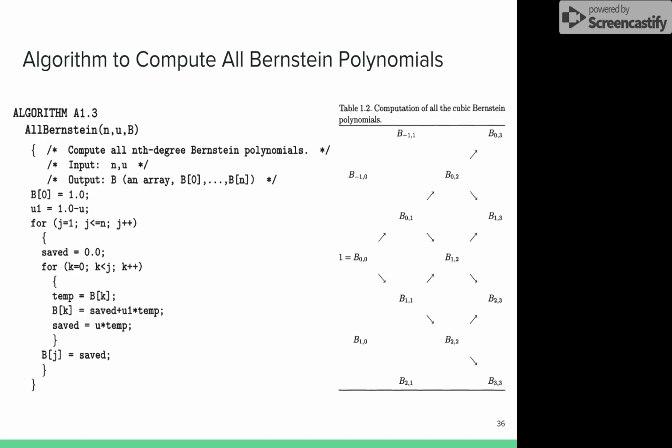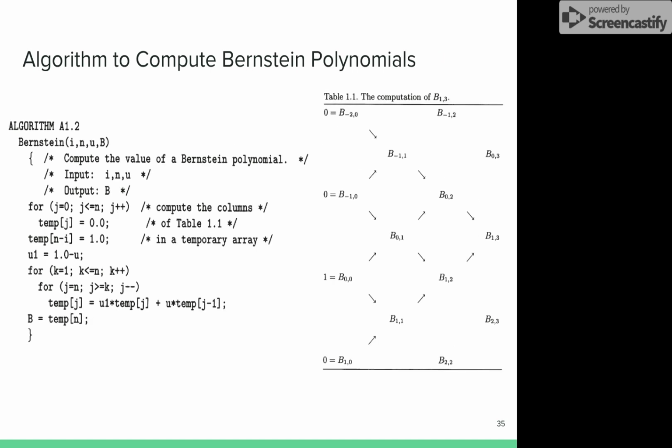Now let's look at the algorithm to compute all Bernstein polynomials. This algorithm on the left will compute all nth degree Bernstein polynomials for a fixed value of u. And the table on the right here is a visualization of this algorithm on the left. As you can see, this algorithm functions quite differently from the other algorithm.